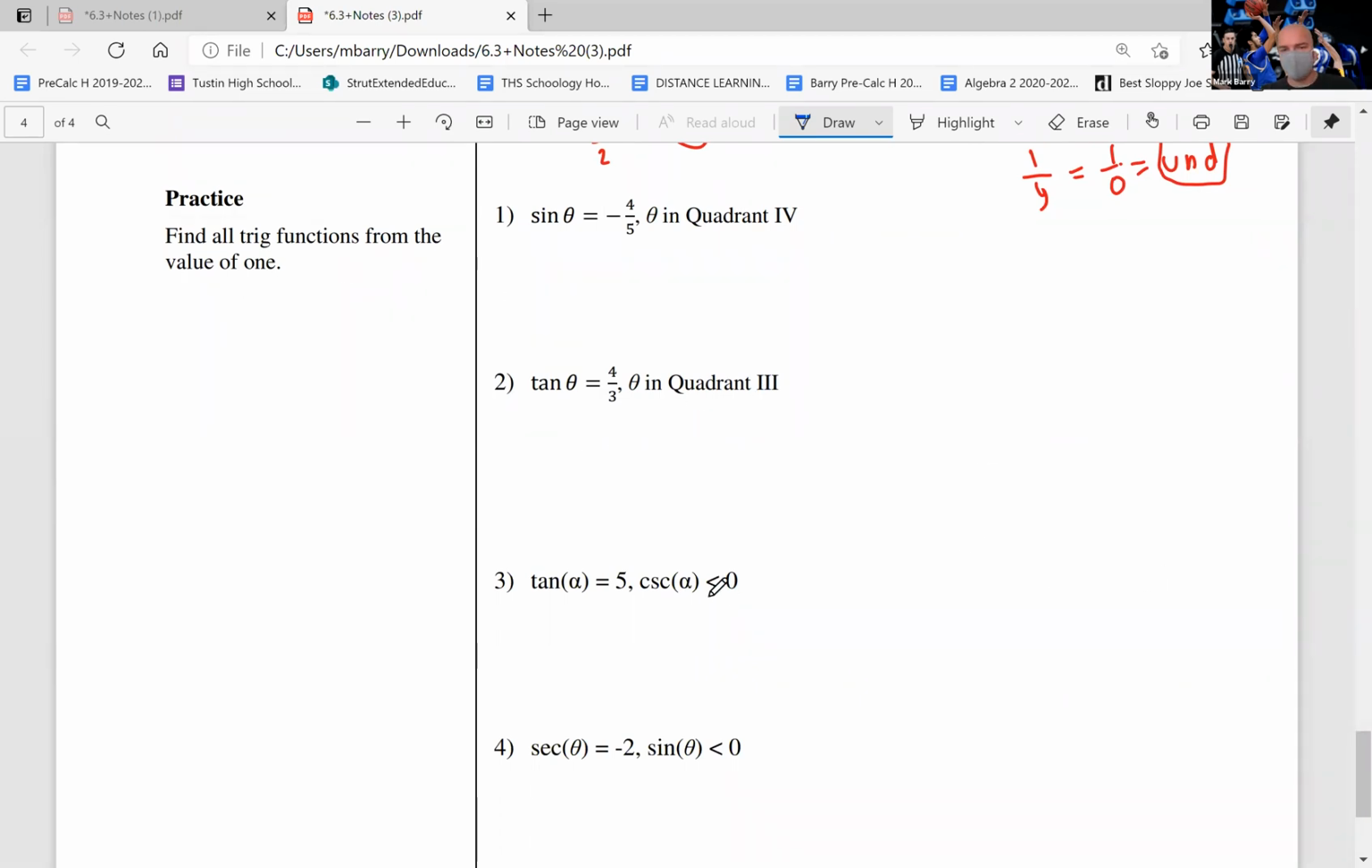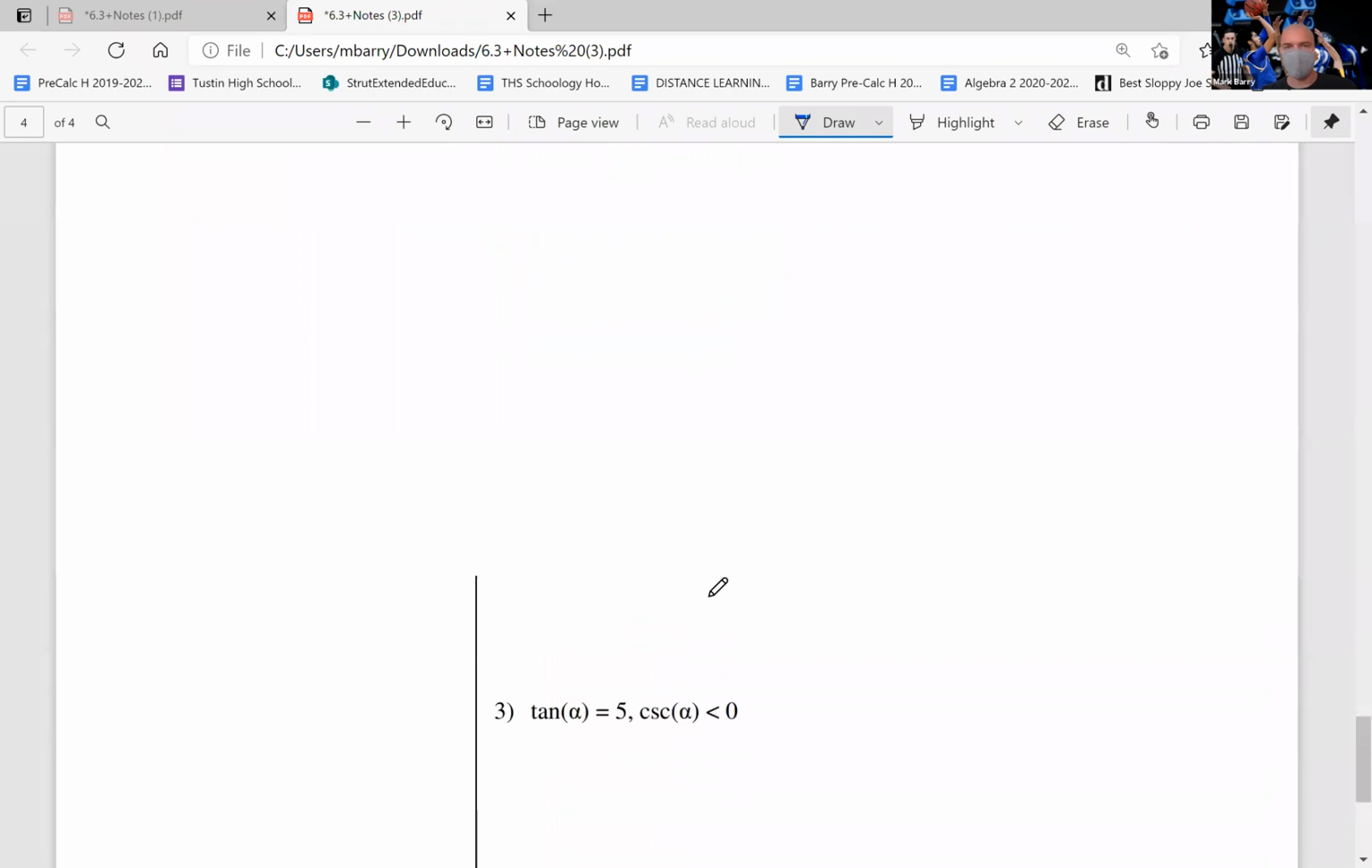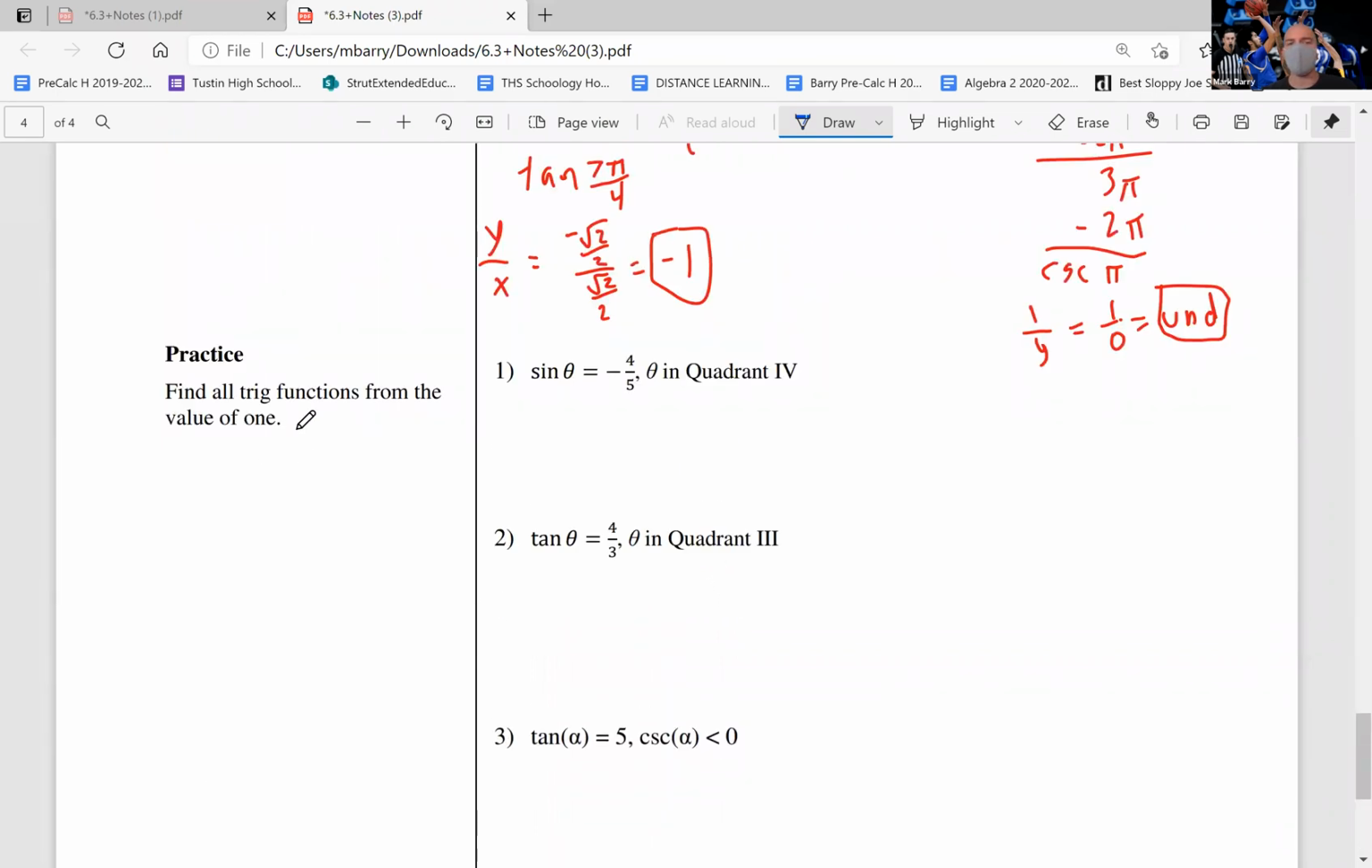All right, so these last 4 problems here we're going to do on page 4. Find all trig functions from the value of 1. So our goal here is to find all 6 trig functions. We actually kind of did this before where we drew a triangle, right? A triangle with the sine of 4/5, and then what are all the other trig functions? So we're still doing that, but now we're doing it in a quadrant.